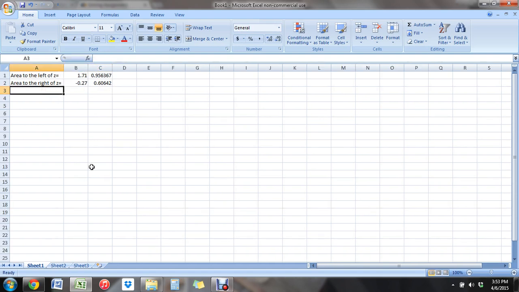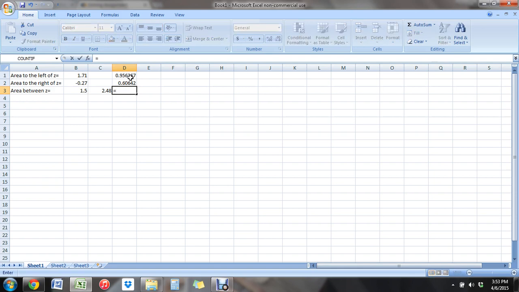And then we can also do the area in between two values. Let's do area between z equals 1.5, and let's move this over. Area in between z equals 1.5 and 2.48. So we do this just as if we were using our table, which we would take the area to the left of the larger z-value and then subtract the area to the left of the smaller z-value.